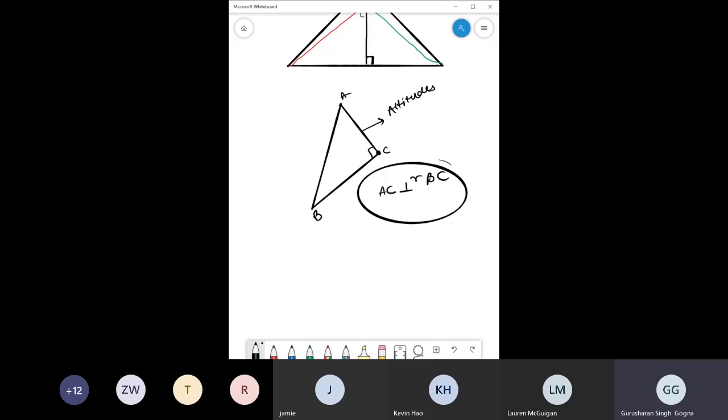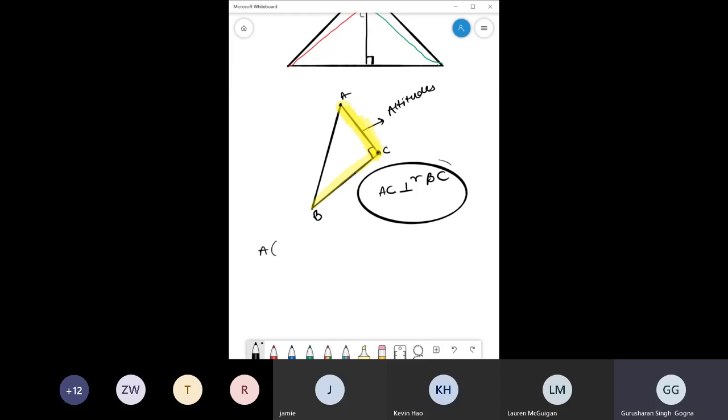If you don't know what is orthocenter, you'll be lost. But the question is very simple. They're just asking you to prove that AC is perpendicular to BC. Why? Because orthocenter means it's the point of intersection of the altitudes, so AC and BC have to be the altitudes. Now how to prove AC is perpendicular to BC?